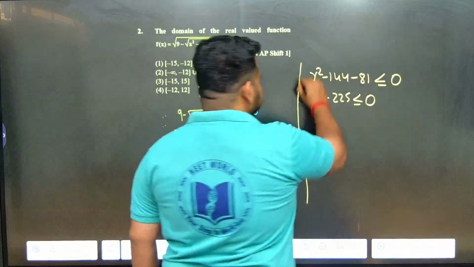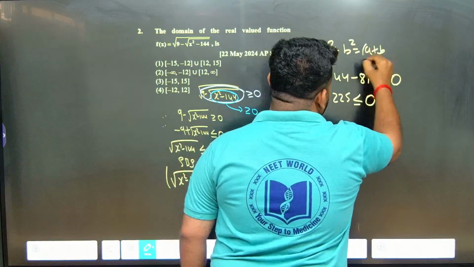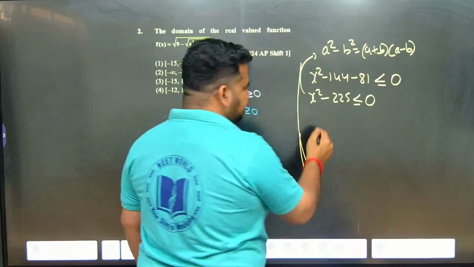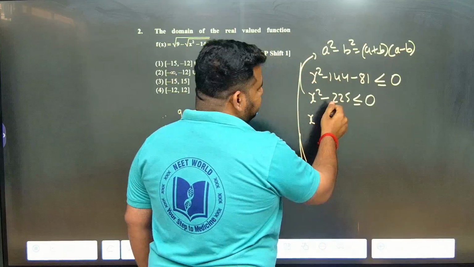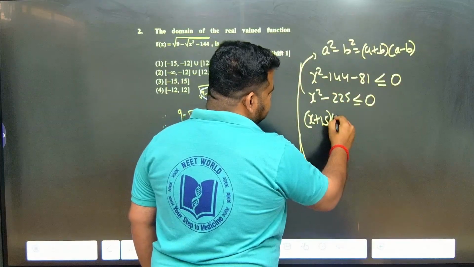So this is of which form? This is of the form a square minus b square. I can write it as a plus b into a minus b. So this can be written as x plus square root of 225, which is 15, so x plus 15 into x minus 15.